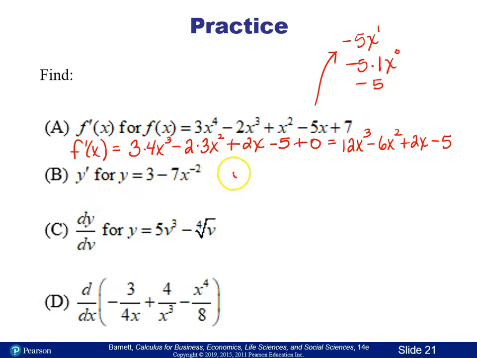Okay, on part B, the derivative of a constant is 0, and then here, we've got a constant multiple, so that's going to be -7, and then the derivative of the x to the -2 would be -2x to the -3, because we've got to subtract 1 from the exponent. So we'll multiply those together, and we'll get 14x to the -3, or 14 over x to the 3rd.